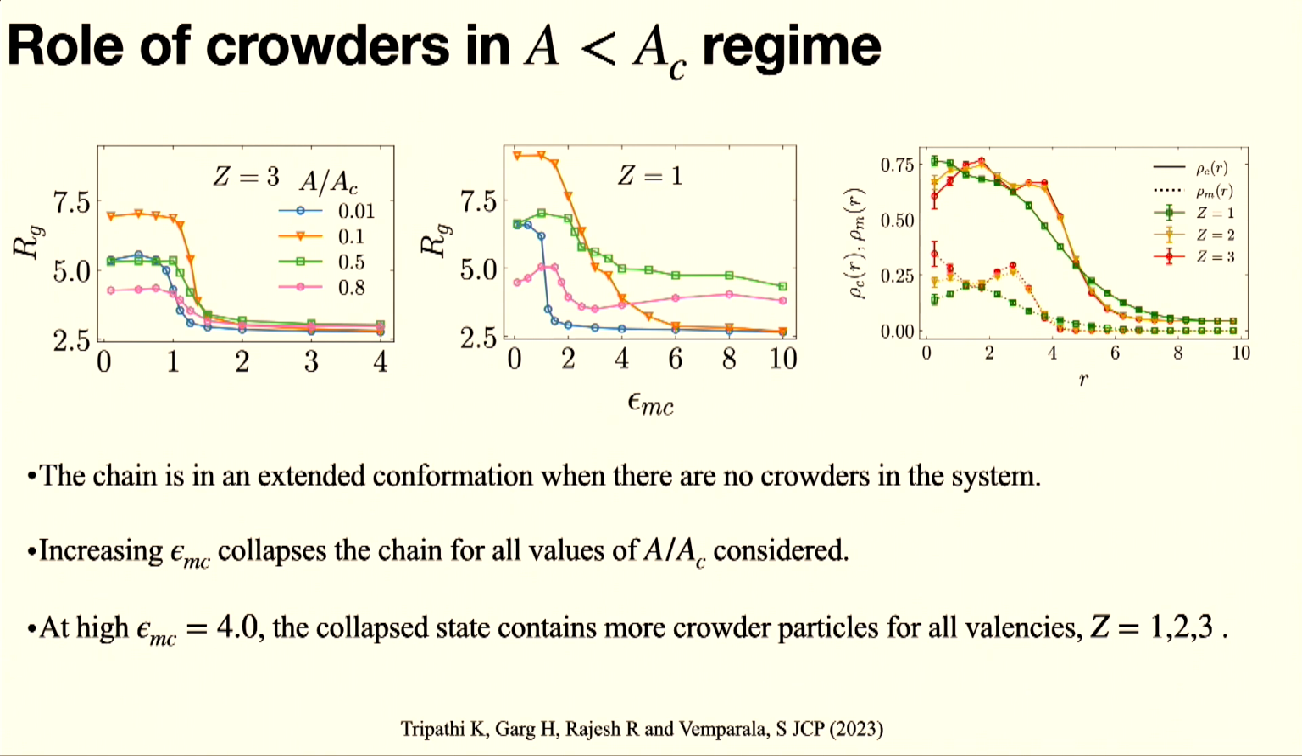We see the Crowder inside the globule. This is again the density profile of the Crowder and monomer. We can see the Crowders are more numerous than monomers inside the globule in the profile. And hence we are showing that the collapse phase consists of Crowder particles instead of counter ions. So this is totally governed by the Crowders, right?